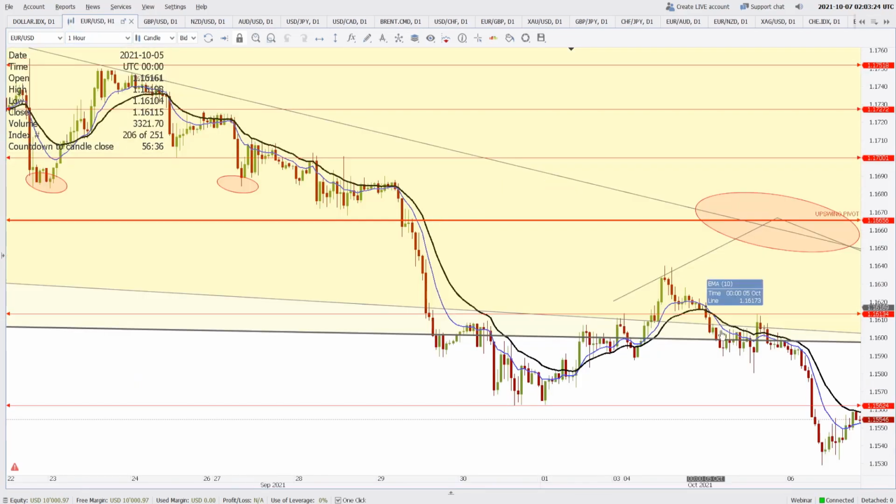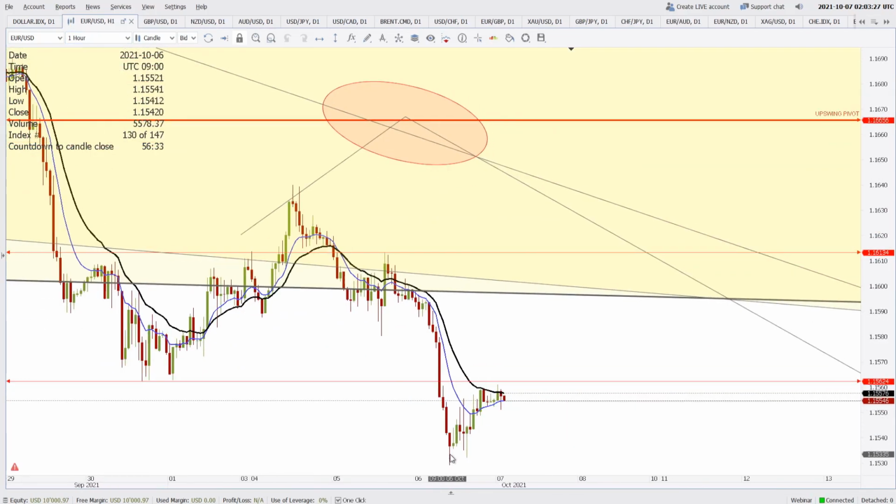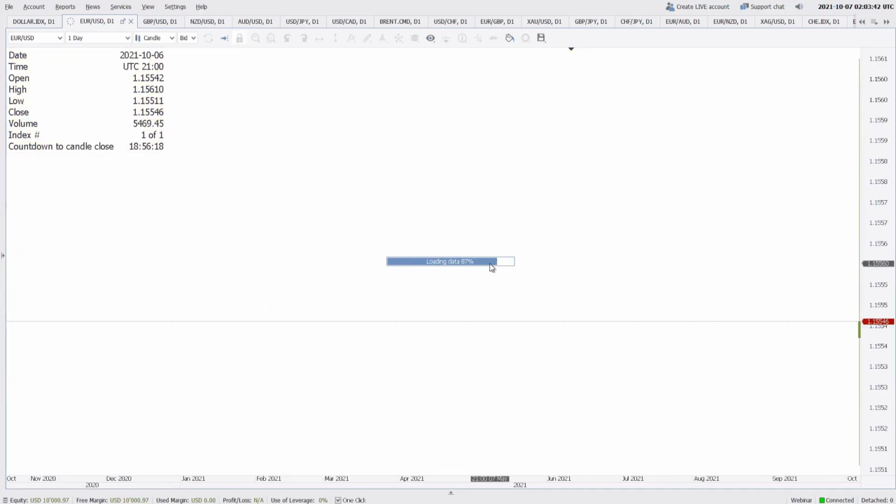If I switch to 1 hour, you can clearly see that after reaching this 1.1562 from the downside, the price has started bending to the downside again. So expect a lot more loss in the euro in the coming days. All right.